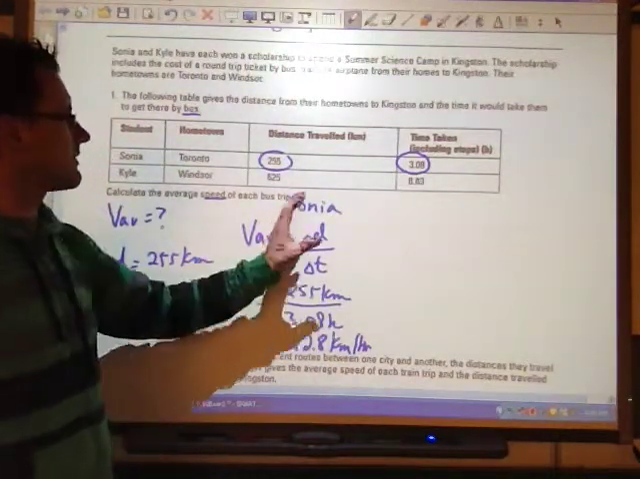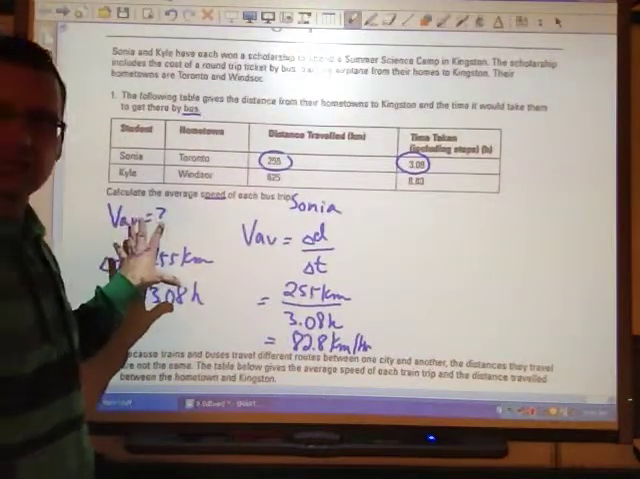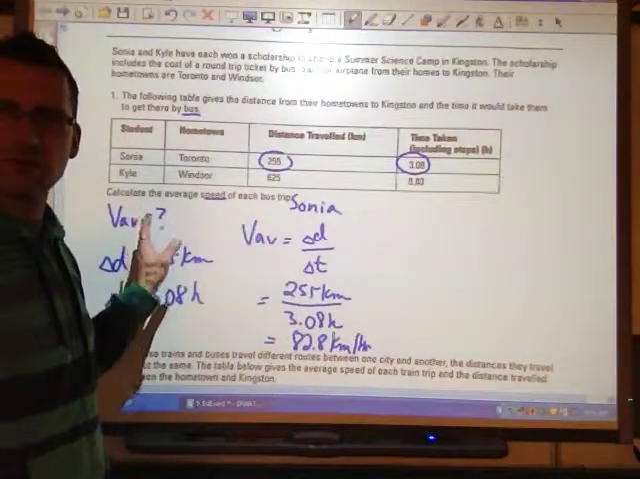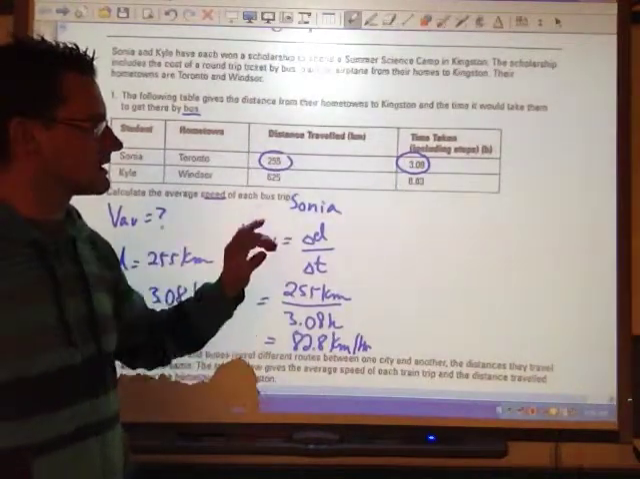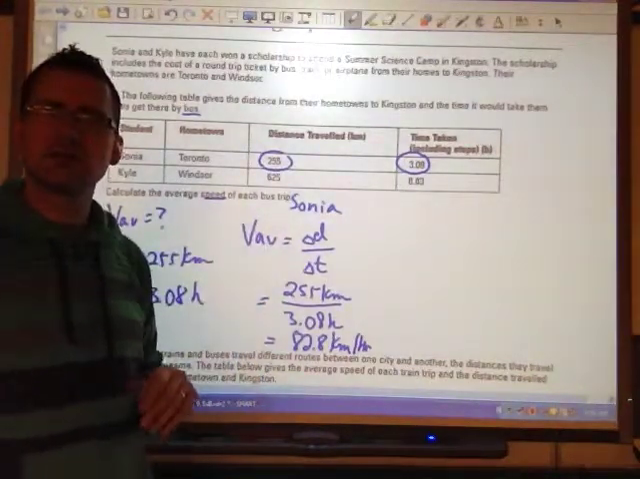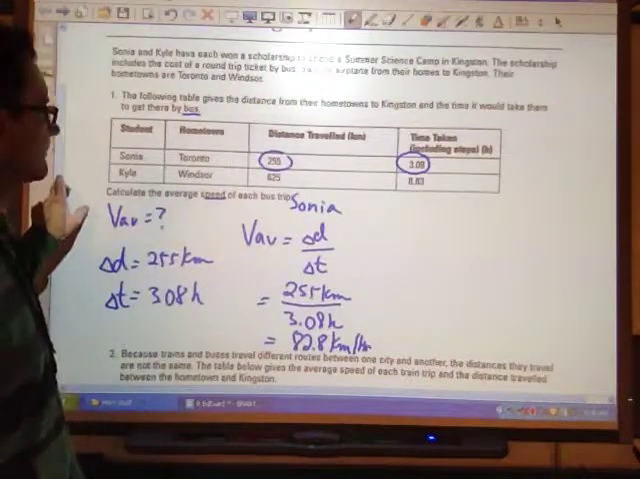So you can do the same thing over here. Set up this part again, even though you kind of know that we're looking for speed, you should set it up over here like that. And then do this calculation with Kyle, see who's faster from their hometown.